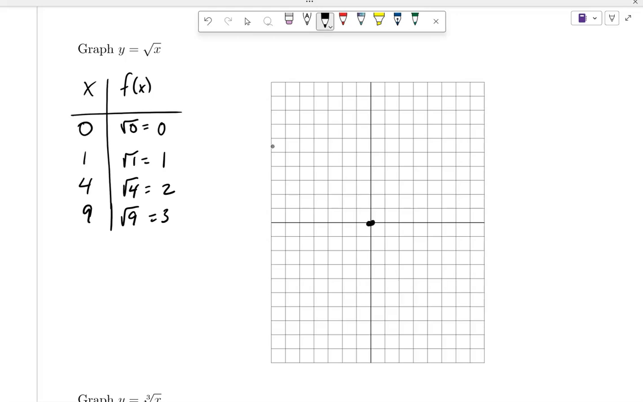Zero, 0; 1, 1; 4, 2. Oh, 9's off my screen, isn't it? 1, 2, 3, 4, 5, 6, 7, 8, 9 would be here. Yeah, that's right. 9 would be here, up to 3. So again, make your graph smooth, but it'll stop here at 0.